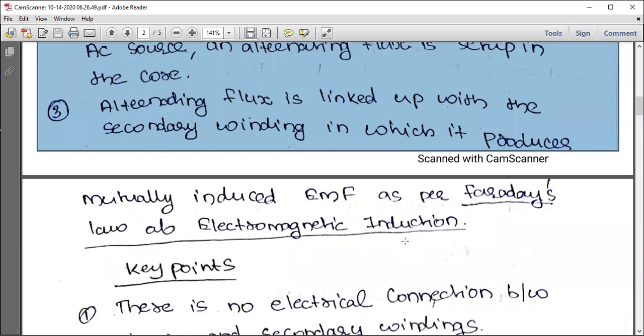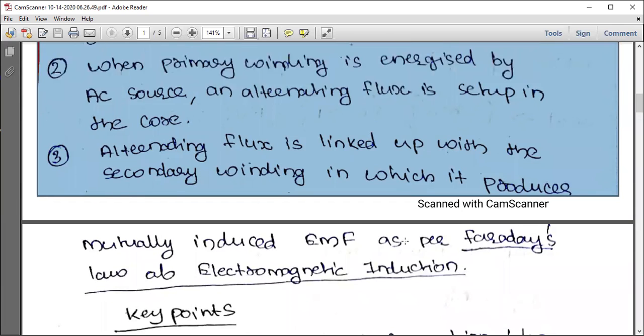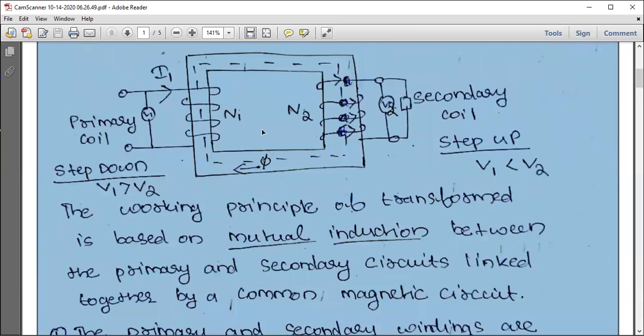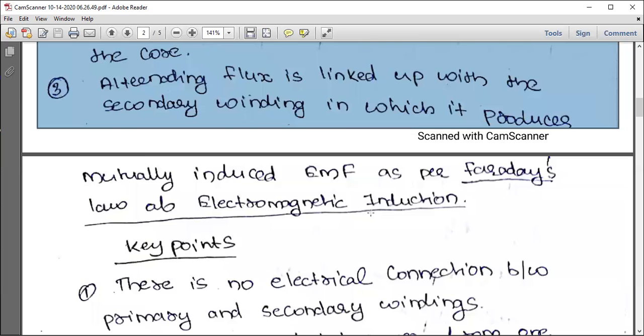So in the primary winding, it will be a self-induced EMF, because we are giving the supply to the primary winding. And the EMF produced in the secondary winding will be a mutually induced EMF, according to Faraday's law of electromagnetic induction.